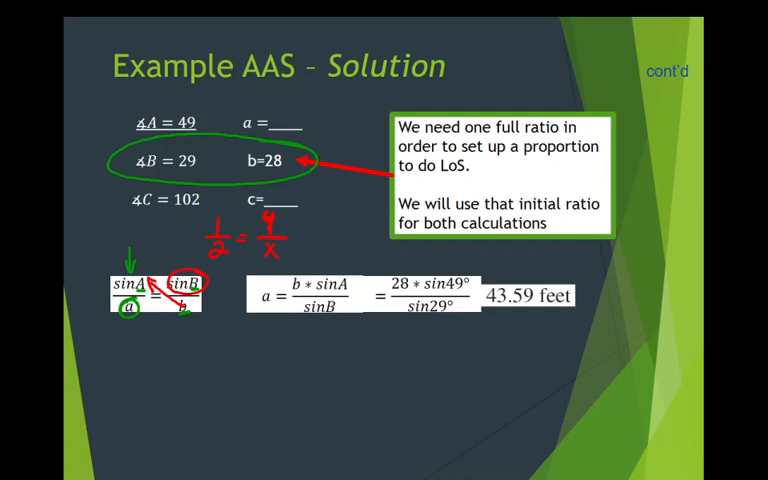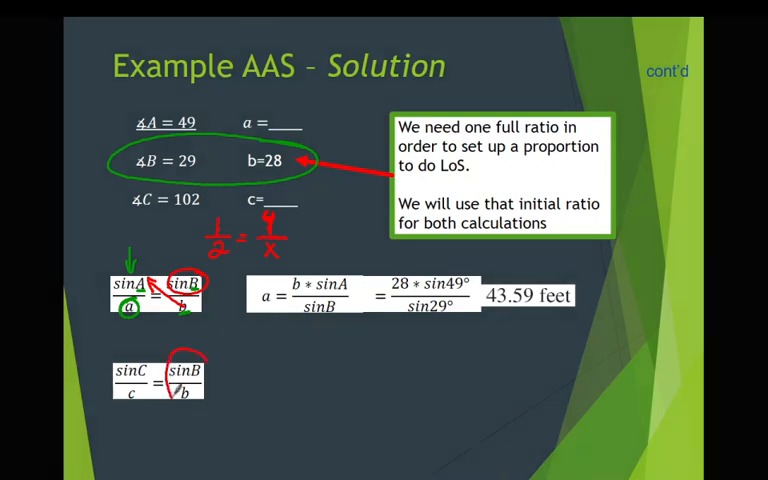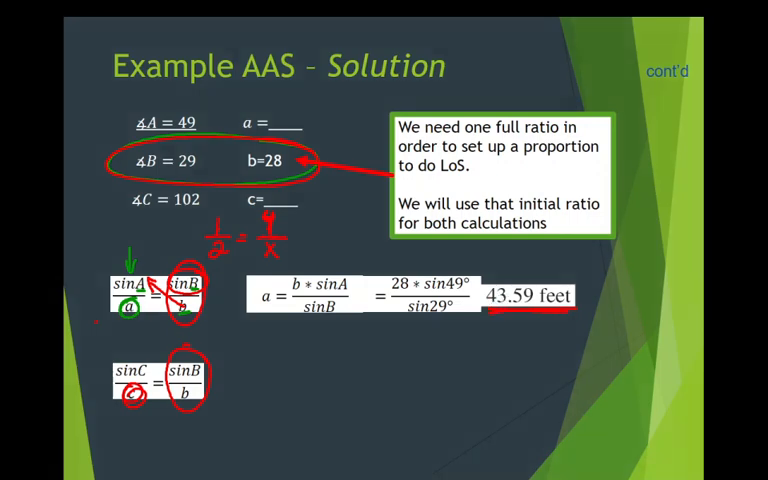Now, I'm going to find side C. So I set up my proportion again. But this time, notice, I'm using the same original ratio. So this one that I started with right here. I'm going to use it again to find side C. And now the reason is because we wouldn't want to switch to side A because we have this as an approximate value because we had to round it. But B is an exact value, so we won't have any kind of rounding error. So we do the same thing.